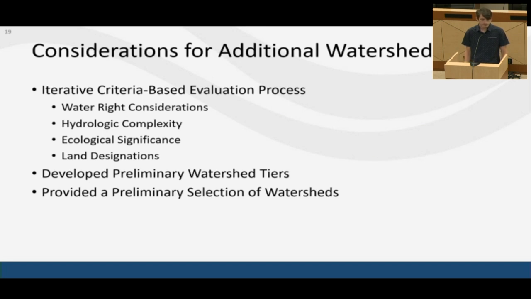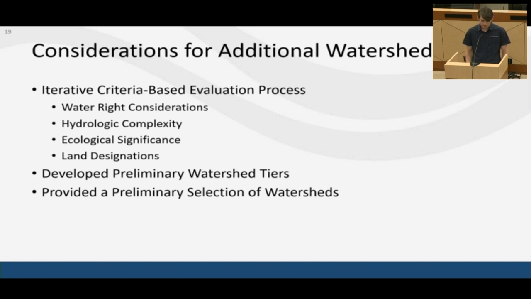For our considerations for additional watersheds that we might select, to evaluate additional watersheds for inclusion in these efforts, we used a criteria-based approach using relevant and available data to evaluate each watershed. The criteria are as follows: water right consideration, hydrologic complexity, ecological significance, and land designation.